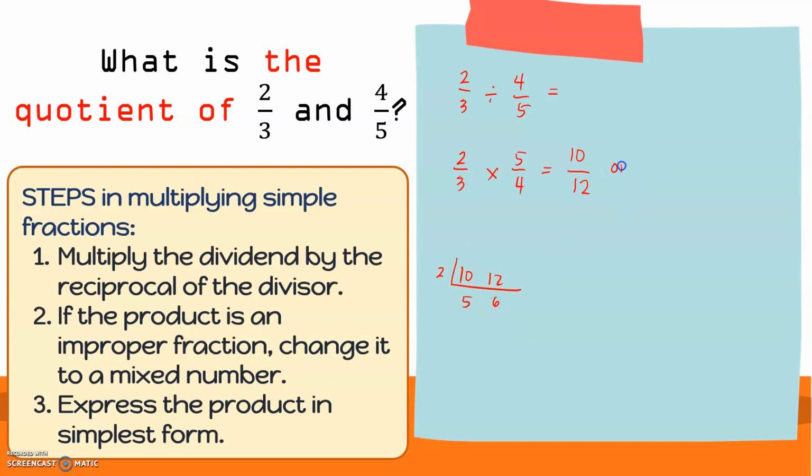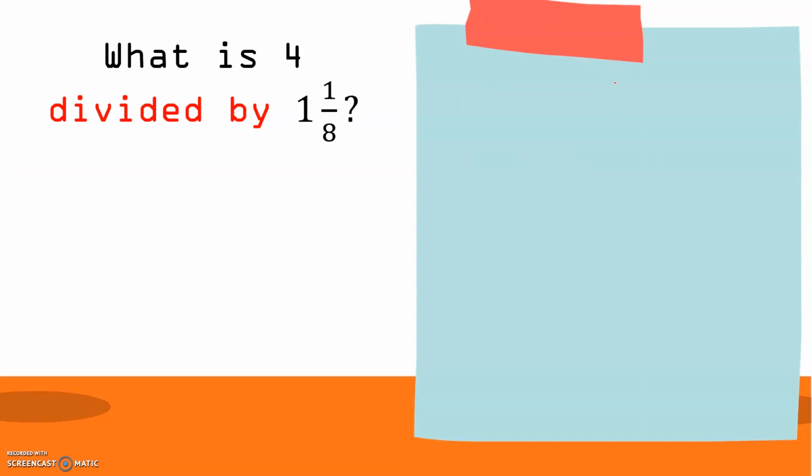So the simplest form of 10/12 is 5/6. Therefore, 2/3 divided by 4/5 is equal to 5/6. Let's try another example. What is 4 divided by 1 and 1/8?